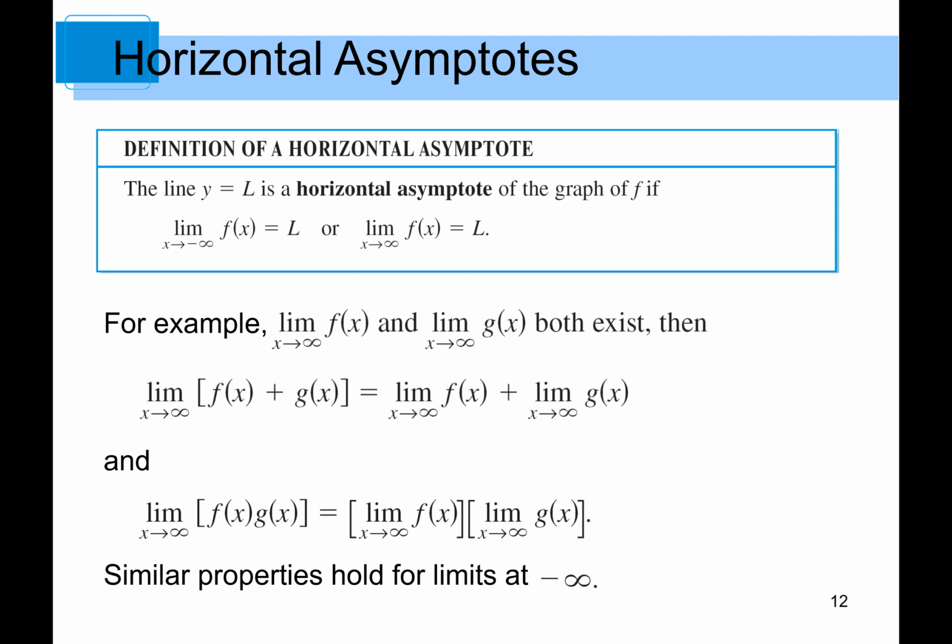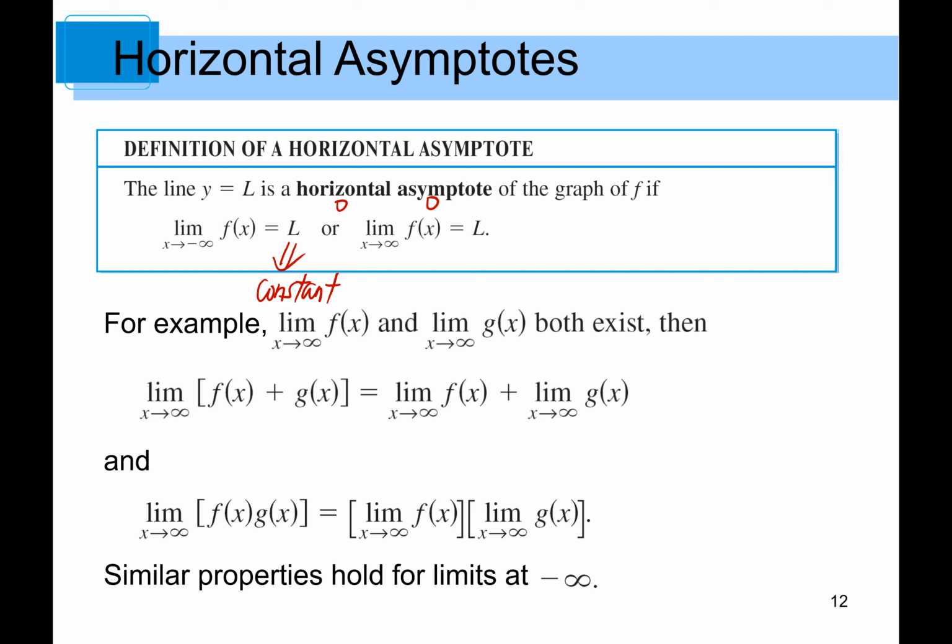Definition of horizontal asymptote: the line y equals L is a horizontal asymptote of the graph of function f of x if the limit when x approaches negative infinity of f of x equals a constant L, or the limit when x approaches positive infinity of f of x equals L, then y equals L is a horizontal asymptote.